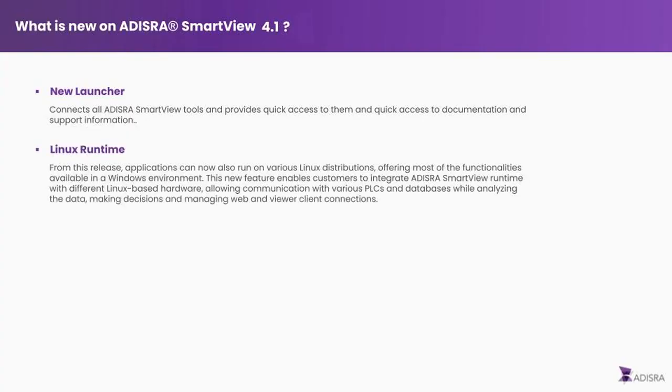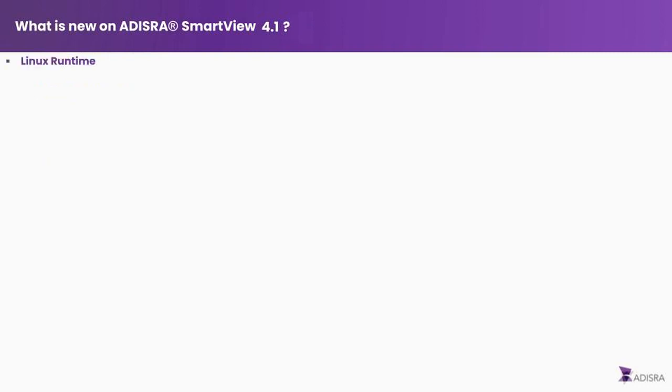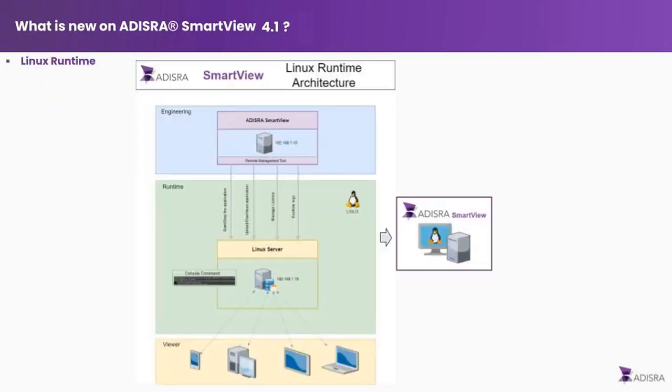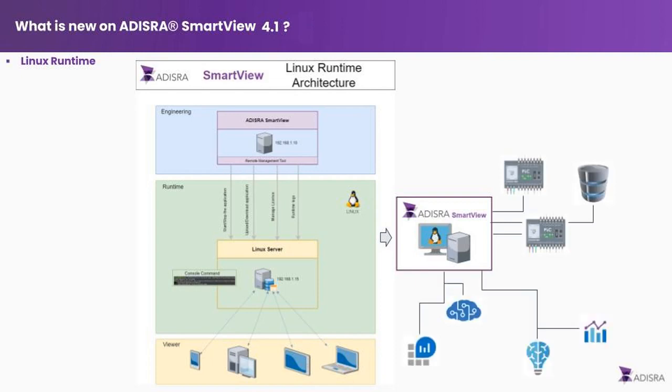This release also allows applications to run on various Linux distributions, offering most of the functionalities available in a Windows environment. This new feature enables customers to integrate ADISRA SmartView runtime with different Linux-based hardware, allowing communication with various PLCs and databases while analyzing the data and making decisions. Additionally, it supports data analysis, decision-making, and management of web and viewer client connections. This broadened compatibility ensures that our software delivers optimal performance in an expanded array of environments.